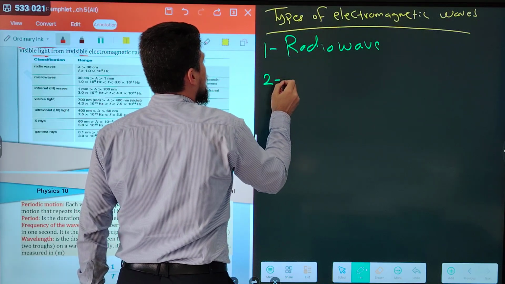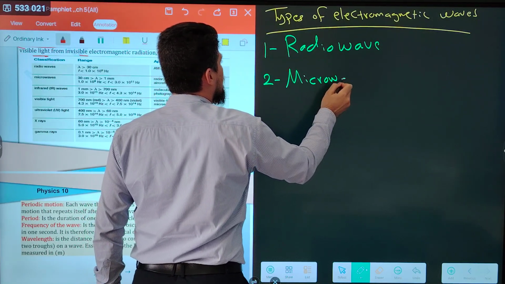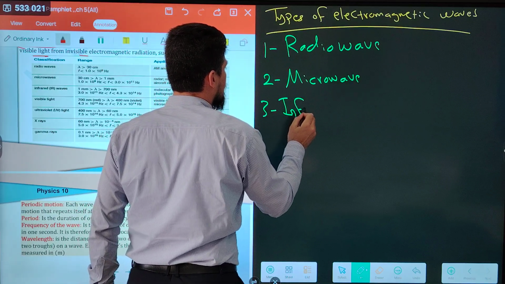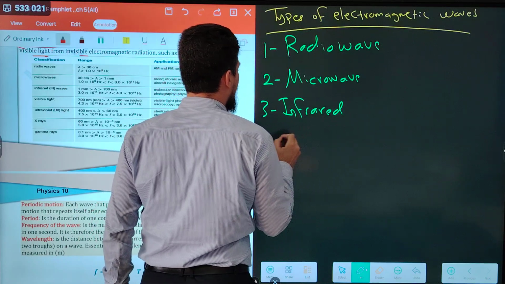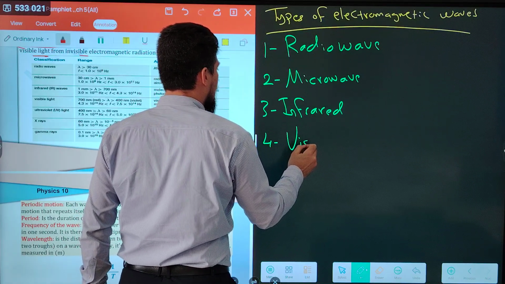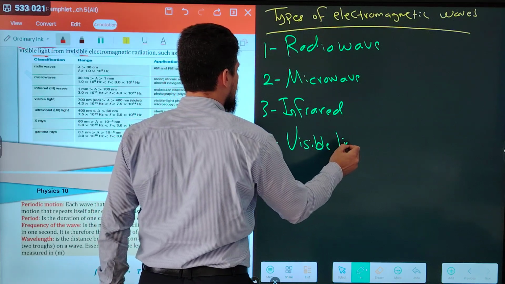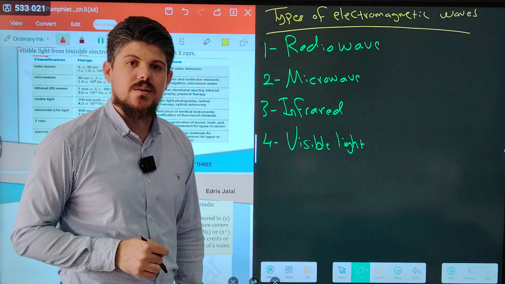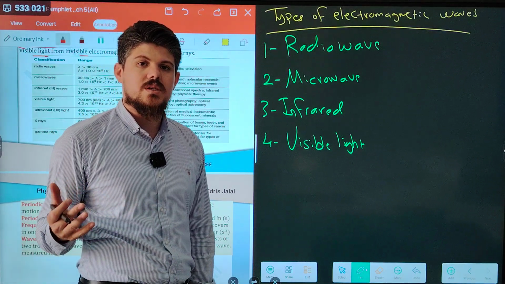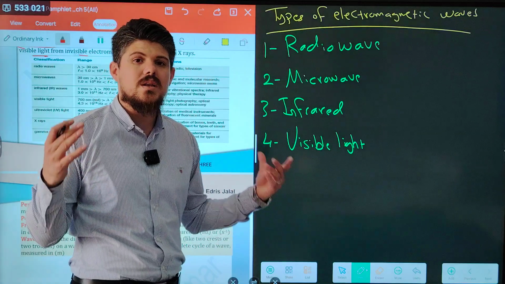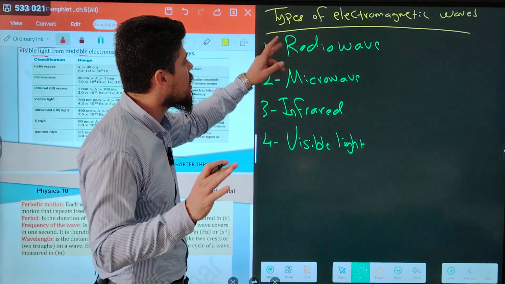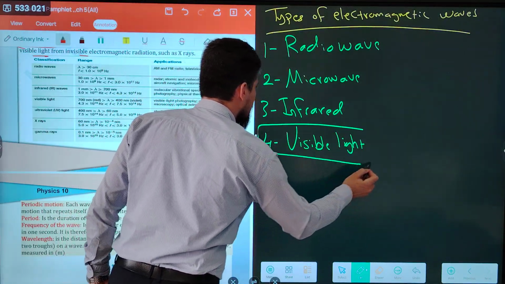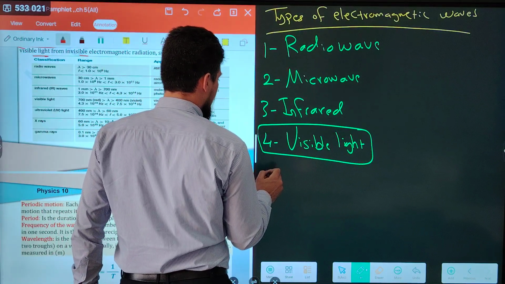The second one, microwave. The third one, infrared wave. The fourth one, visible light. Why it's called visible? Because the others are not visible. Which type of electromagnetic wave is the visible part? Only light. Only the light is visible. The others are not visible. So we cannot see the radio wave, microwave, infrared. Okay? Only the visible light can be seen, such as the rainbow or the colors and the spectrums.